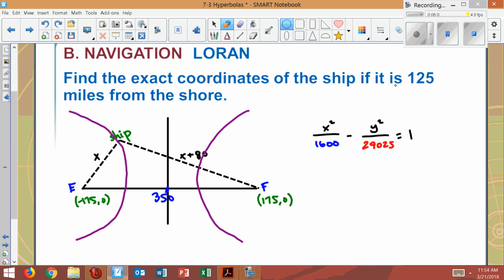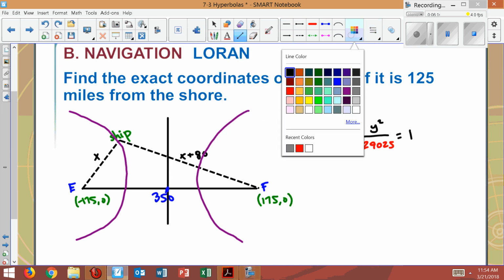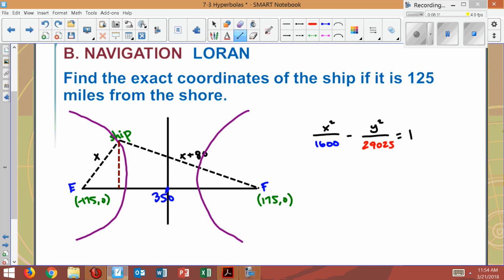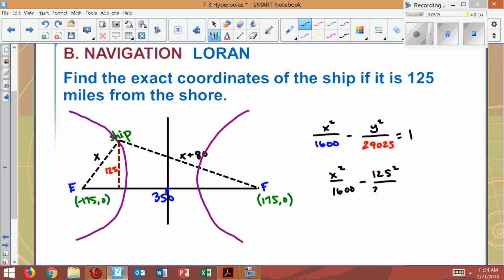Now the ship is 125 miles from the shore, which means, let me plot this real quick, and I'll do this one in a deep red, that this distance here is 125 miles. Well, that's a y value. So we could plug that into y and solve. So we would have x squared over 1600 minus 125 squared over 29025 equals 1. Let's solve this real quickly to find what x is.